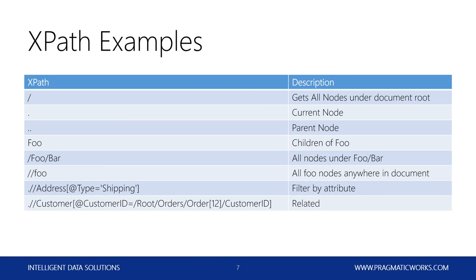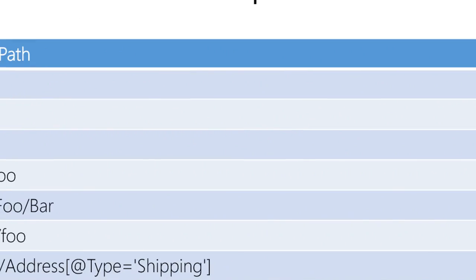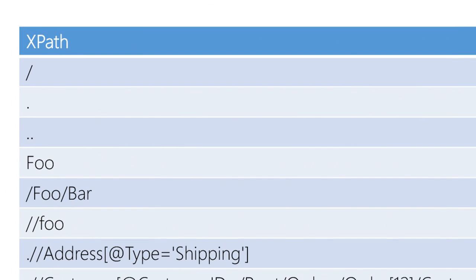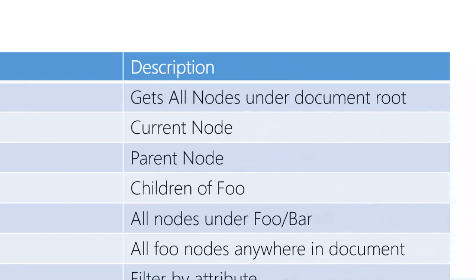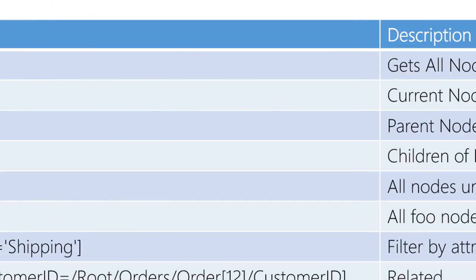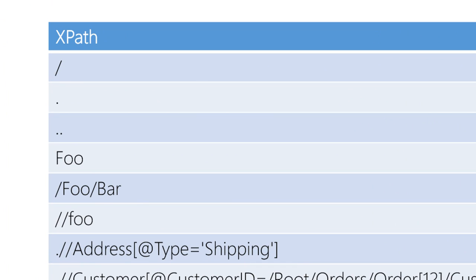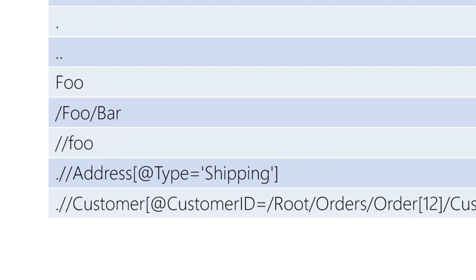So here's some XPath examples, okay? Pretty simple, it's kind of like a file specifier syntax. A single slash will get us to all nodes under the document root. A dot will get us to the current. Two dots will navigate up to the parent. We can do fully qualified references. This //foo gives us all foos regardless of where they appear within the structure.